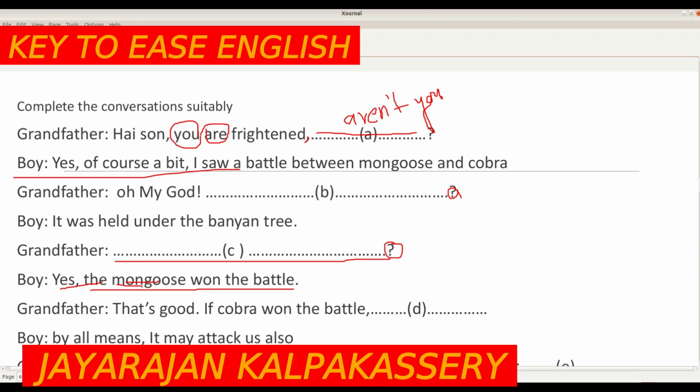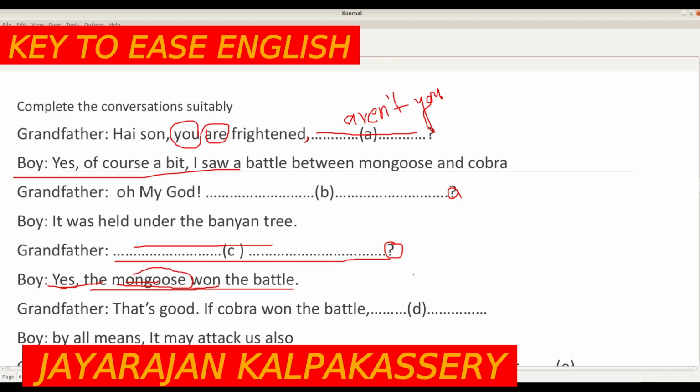If you are getting an answer for this one, mongoose, then who will come? But here the question is, yes is the answer. So that must be a yes or no question. Won: we are splitting it and getting did, from did plus win is won. So did the mongoose win the battle? That will be the question.